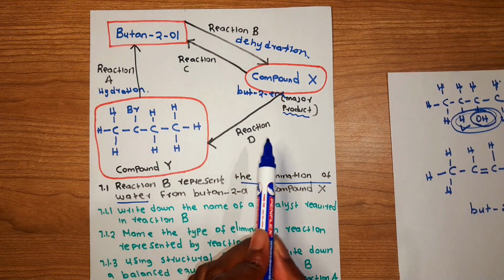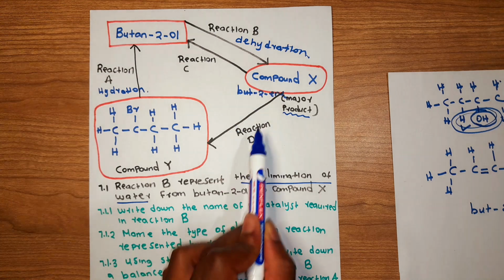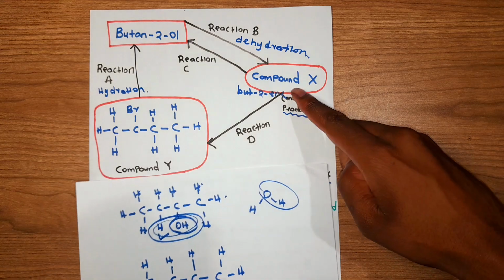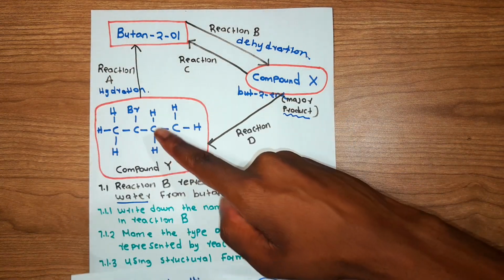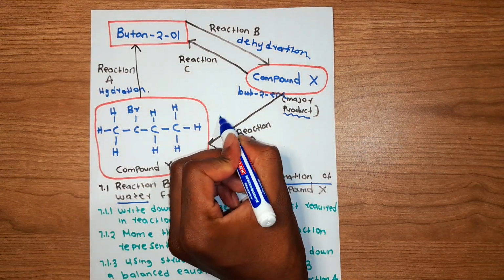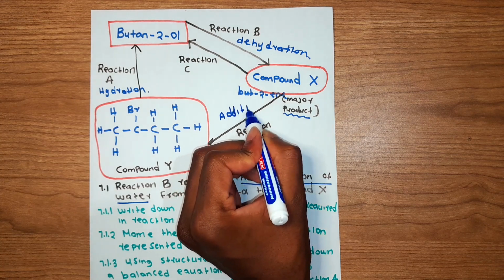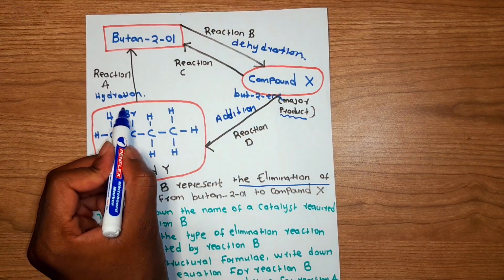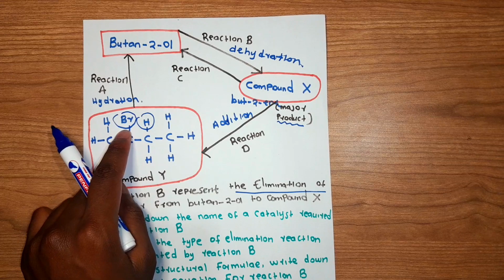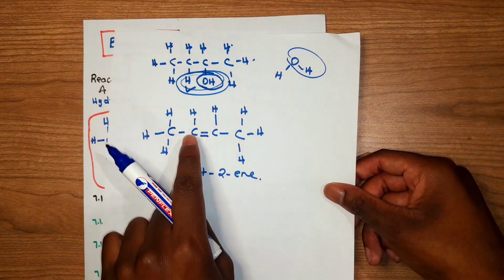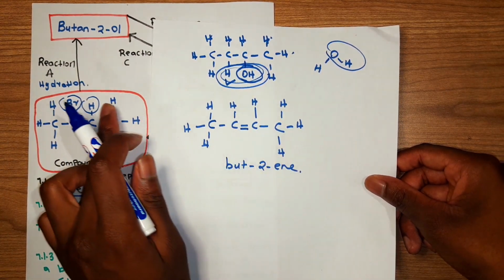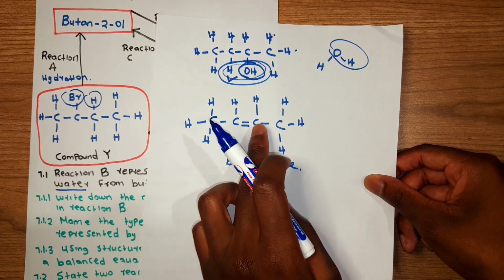Now you are moving from compound X through reaction D, where you now go to a haloalkane. If you check compound X, it doesn't have a Br. So it means that reaction D is actually an addition, right? What are we adding? We are adding this Br and some sort of H. We want to add the Br here and also add the H.